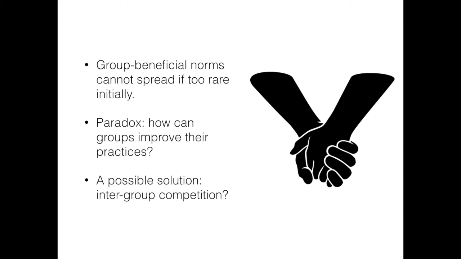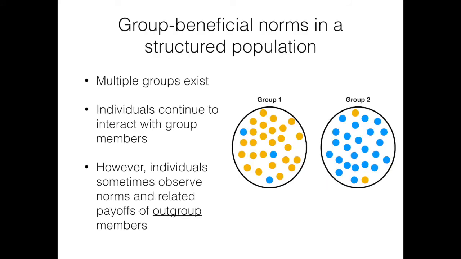So we've assumed so far, actually in all our models, that we're dealing with a single population of interacting agents. However, humans are very often structured into groups who interact primarily with other group members, but occasionally interact with non-group members. Might group structure play a role in the spread of norms? Let's find out. So, let's talk about group beneficial norms in a structured population.